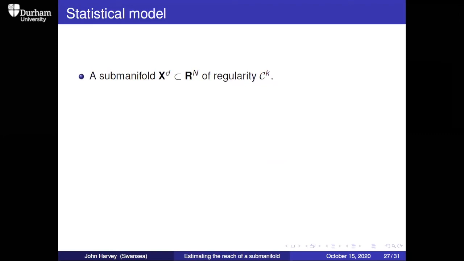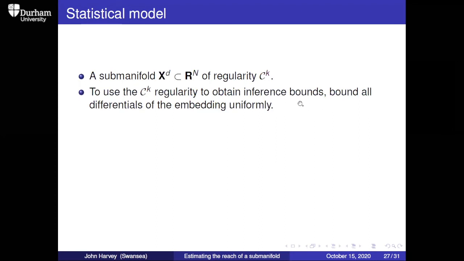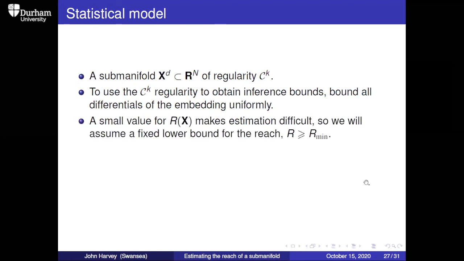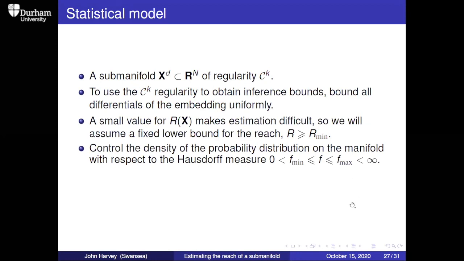That puts everything together. So, to summarize the statement, say you have a submanifold with regularity C^k. You need to bound all the differentials of the embedding, because that's how you take advantage of the C^k regularity, by saying the manifold can't be too wiggly by bounding the differentials. We can't let the reach be too small. That has to be part of our statistical model. If the reach is small, it's hard to estimate the reach, which is hard luck. And the probability distribution mustn't vanish, and it mustn't have any infinite point masses.